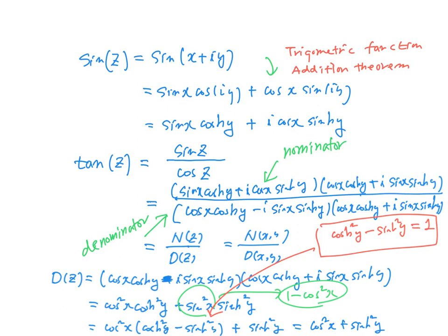So cosine square x plus sine hyperbolic square y. So that's cosine square x plus sine hyperbolic y. Sine x cosine hyperbolic y plus I cosine x sine hyperbolic y times cosine x cosine hyperbolic y plus I sine x sine hyperbolic y.